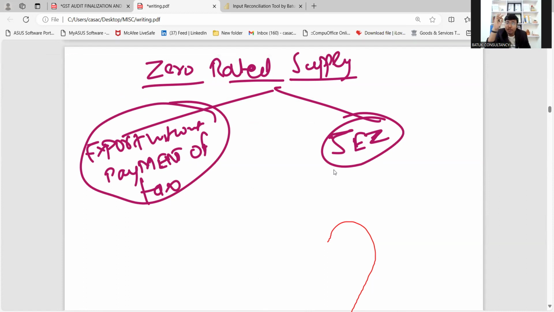So whenever you find any zero rated supply in the books of accounts, you just need to verify that if this is an export, in that case data is to be reconciled with the ICE gate portal. You need to check the shipping bill and all those things. If there is any special economic zone related supply, you have to check that these are for the authorized operation or not. Whether there is any service contract or agreement between the special economic zone and the taxpayer, which is existent or not. These two things we need to verify for the zero rated supply.